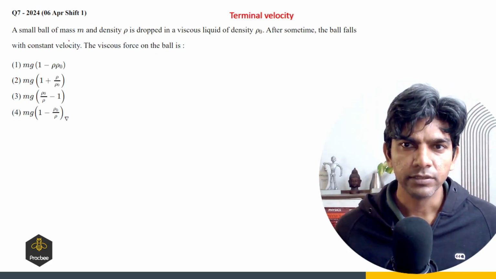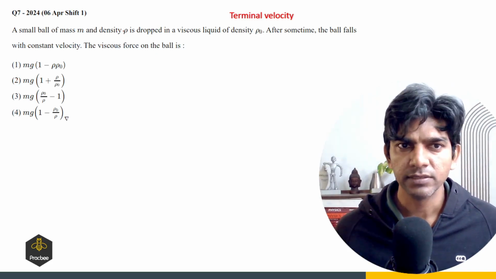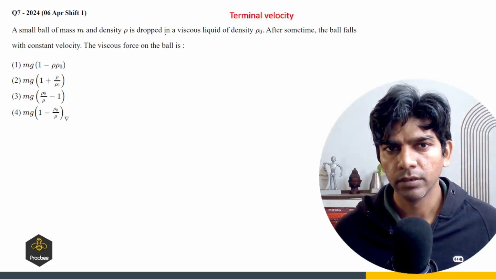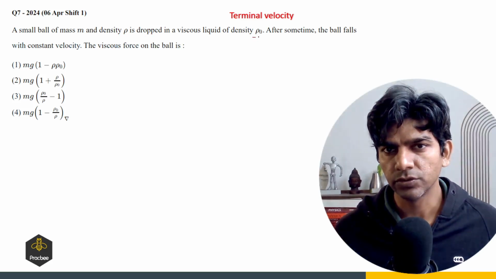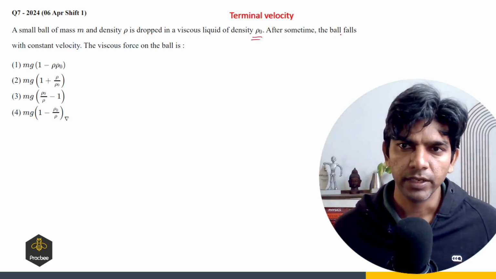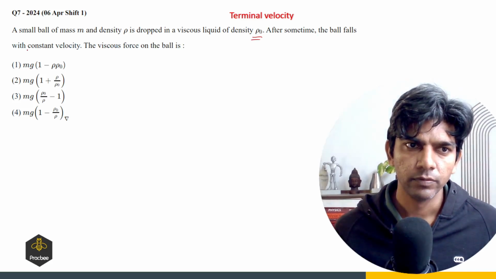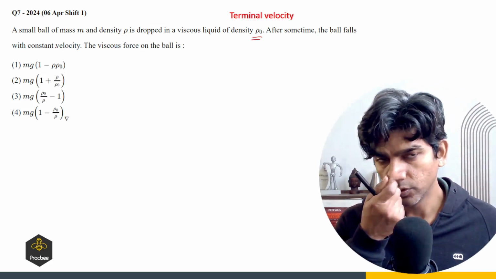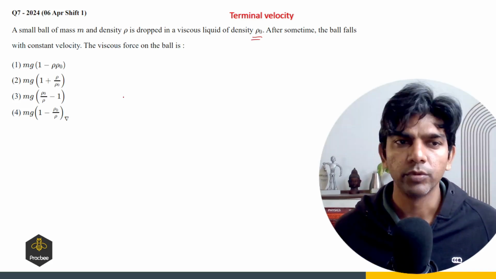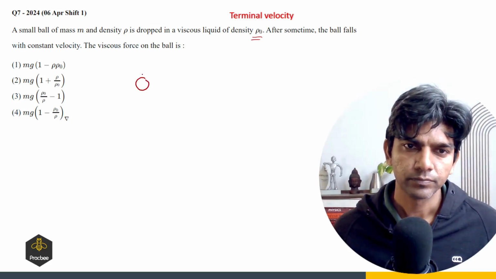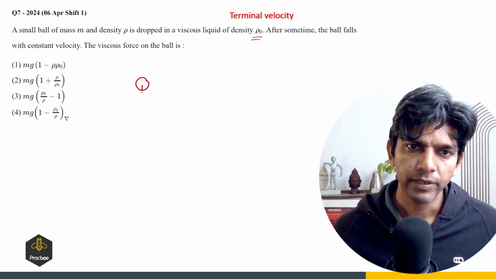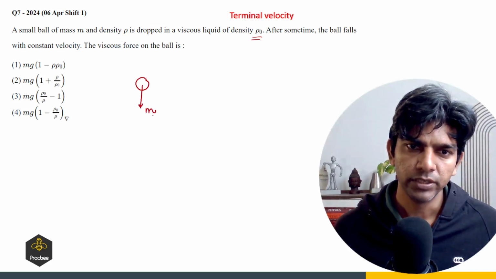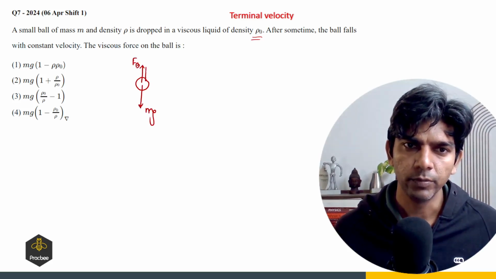Right, so let us see the next concept. A small ball of mass m and density rho is dropped in a viscous liquid of density rho naught. After some time, the ball velocity will become constant. The viscous force on the body. So there will be a gravitational force mg, and there will be a buoyant force, and there will be a viscous force.